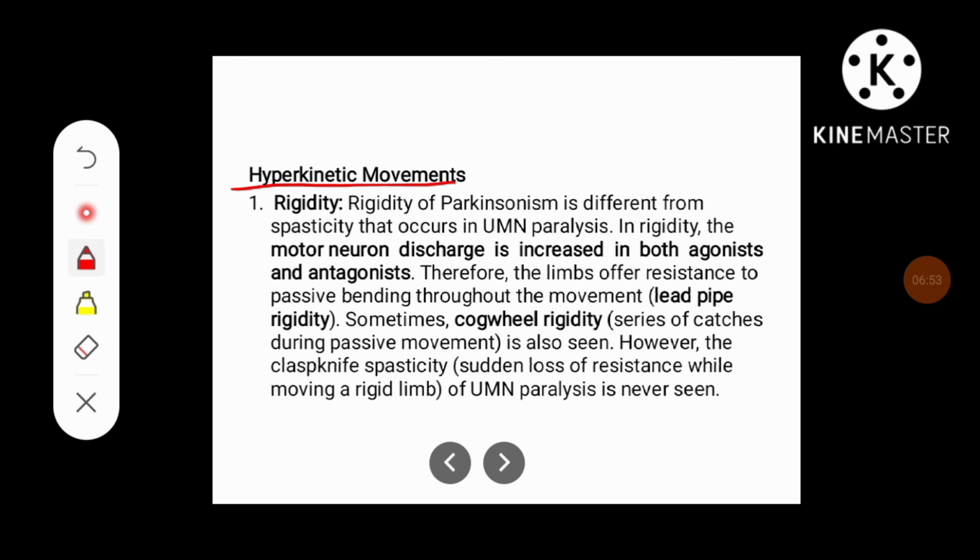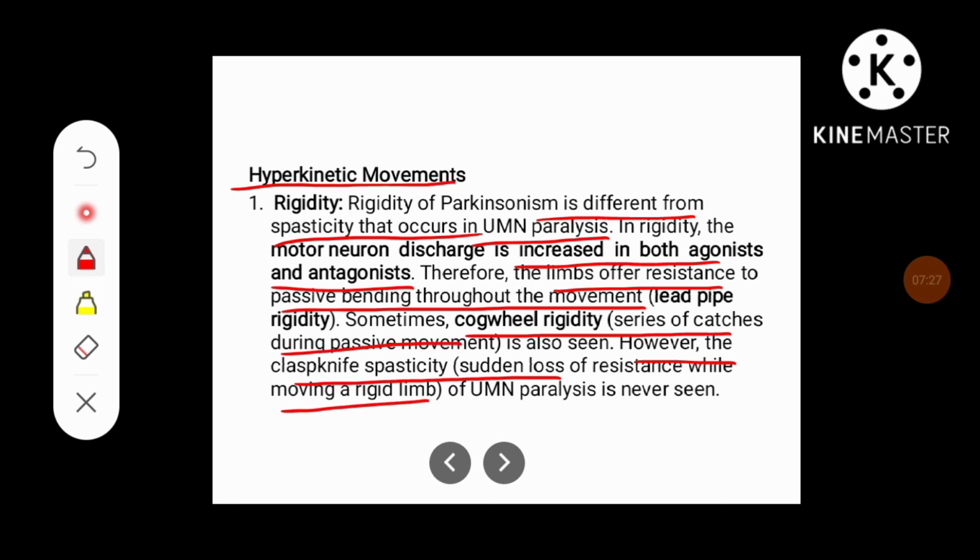The rigidity of Parkinsonism is different from spasticity that occurs in upper motor neuron paralysis. In rigidity, motor neuron discharge is increased in both agonist and antagonist. Therefore, the limbs offer resistance to passive bending throughout the movement, which is also called lead pipe rigidity. Sometimes there can be cogwheel rigidity, that is a series of catches during passive movement. However, the clasp knife rigidity, that is sudden loss of resistance while moving the rigid limb, of upper motor neuron paralysis, is never seen in Parkinsonism.